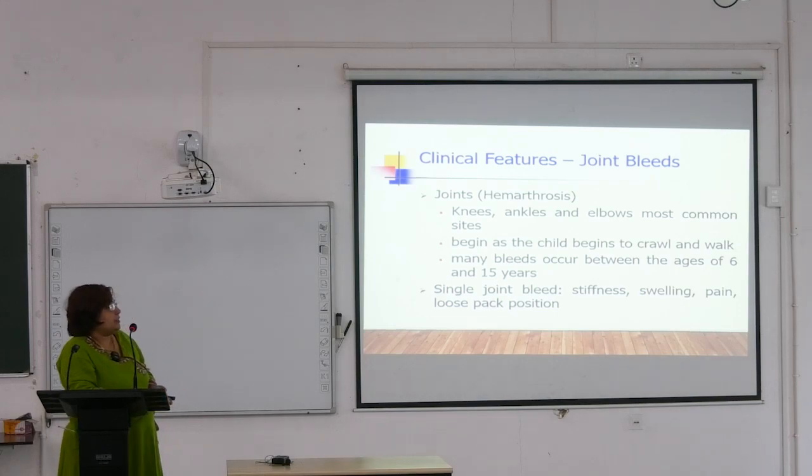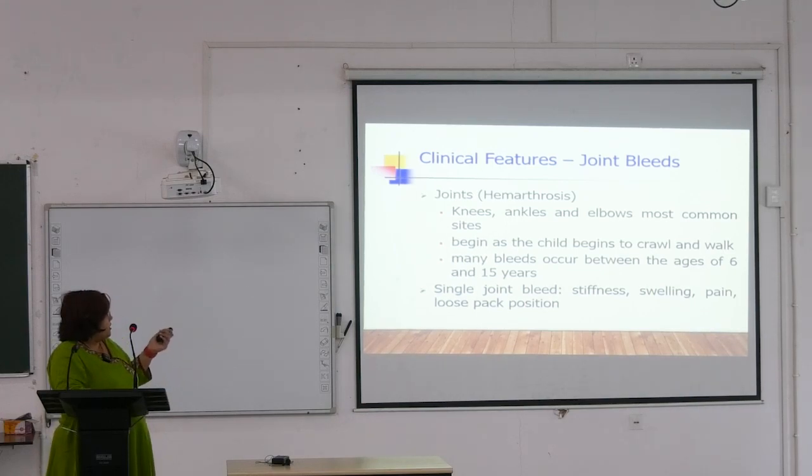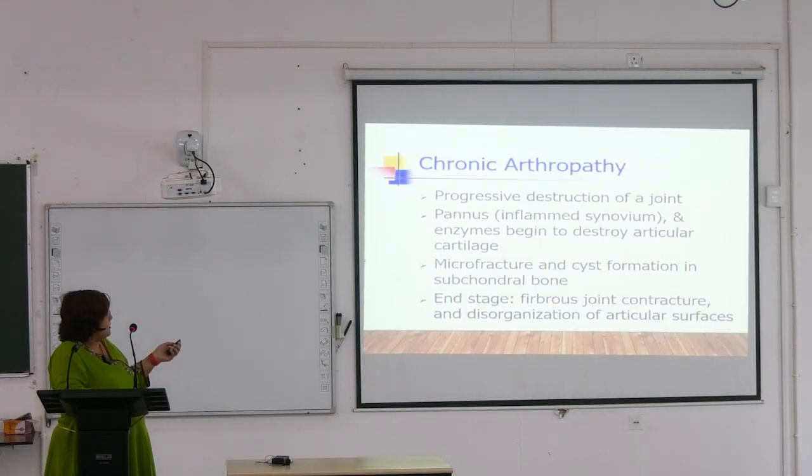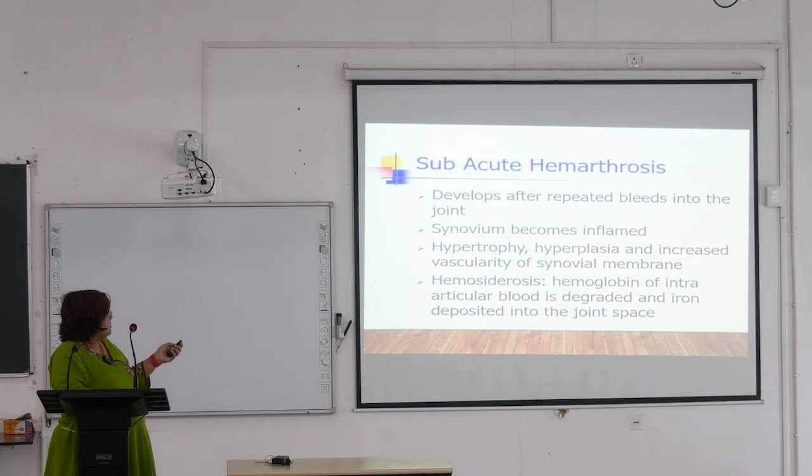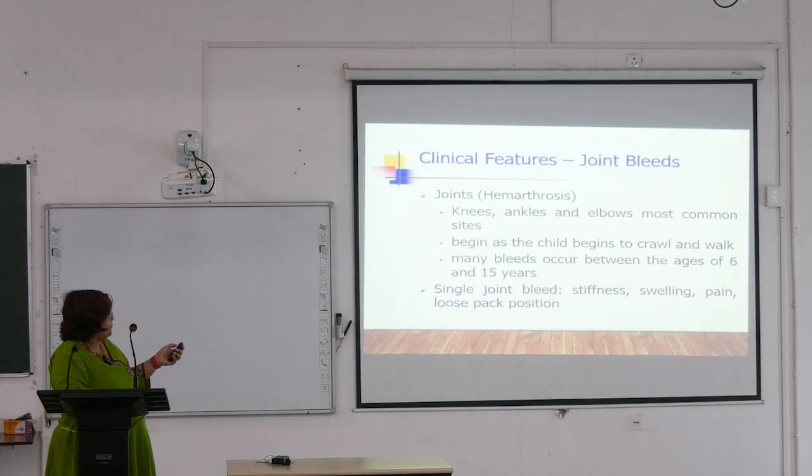Now the clinical features. The most common clinical feature of hemophilia is bleeding into the joints. Joints include large joints like knee joints, ankle joints and elbows. These large joints are the most common sites.